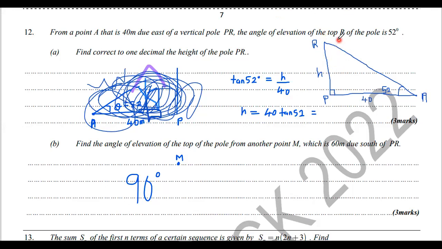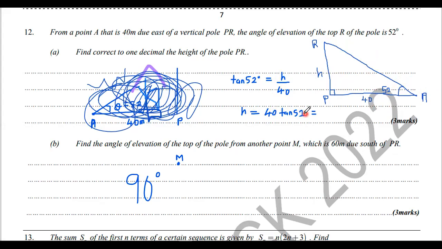Here we have to find, to 1 decimal place, the height of the pole PR. So we have drawn it, and this angle is 52 degrees. We don't know the hypotenuse, so we can use the trigonometric ratio SOHCAHTOA. From TOA, tan theta is equal to opposite over adjacent. So that's going to give us opposite, which is h, over adjacent, which is 40. So we have tan 52 is equal to h on 40, and h will be equal to 40 times tan 52 degrees.